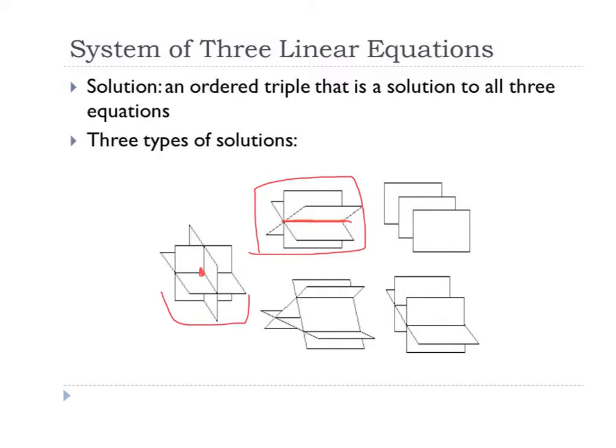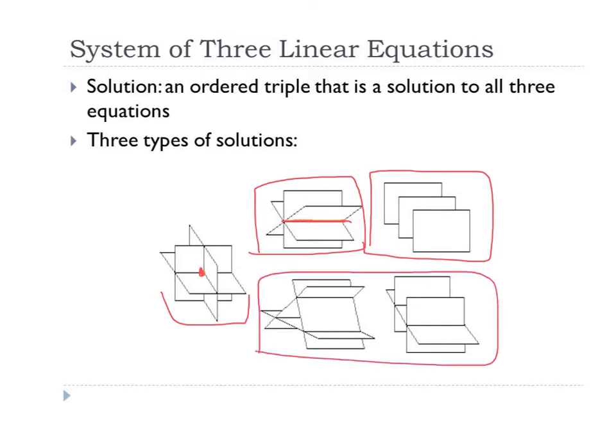The other three options here are that the three planes either don't intersect or they don't intersect at the same place. This one is just parallel planes, and that's going to be no solution. In these two, they intersect but only two at a time. Two of them intersect here, two here, two here, or two of them here and two here. Those wouldn't have a solution either because they don't all three intersect.